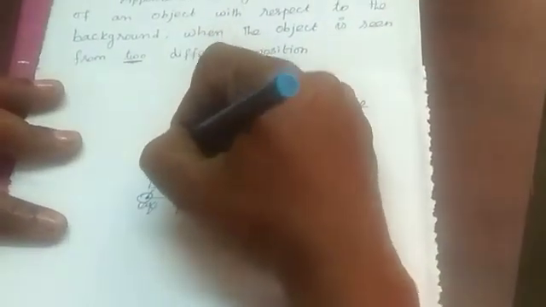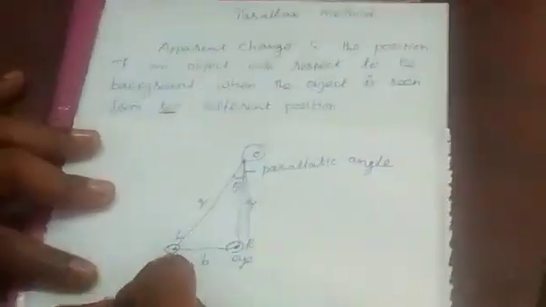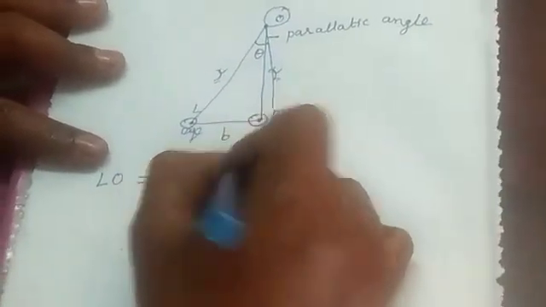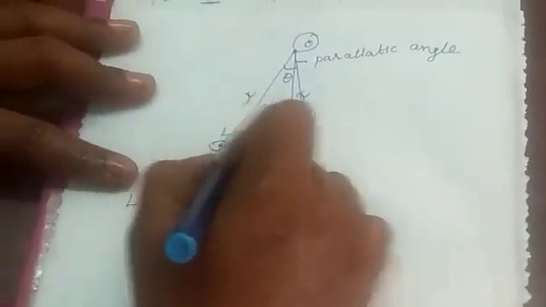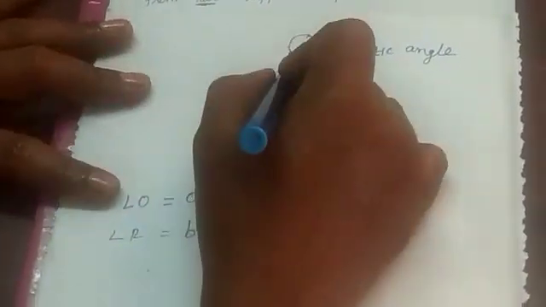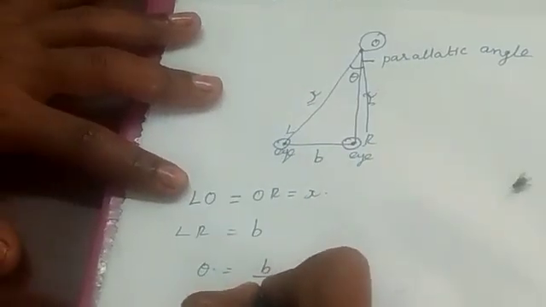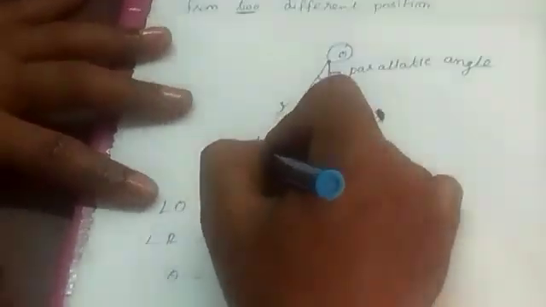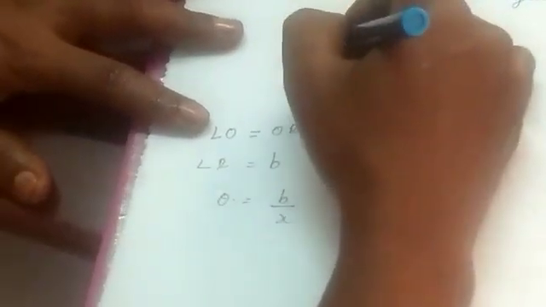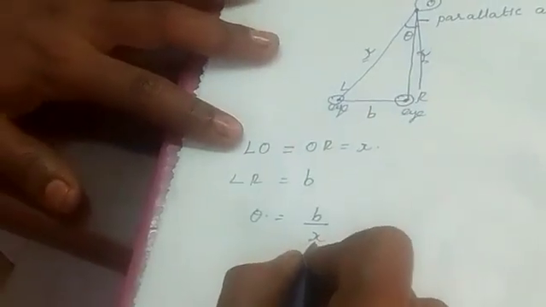Here LO and OR we are considering as the distance X. LO is equal to OR is equal to X, and the distance between the two eyes, L and R, is equal to B. Now theta is equal to the base B divided by the unknown distance X. We don't know the distance from the eye to the object, so we consider that distance as X. So theta is equal to B divided by X.